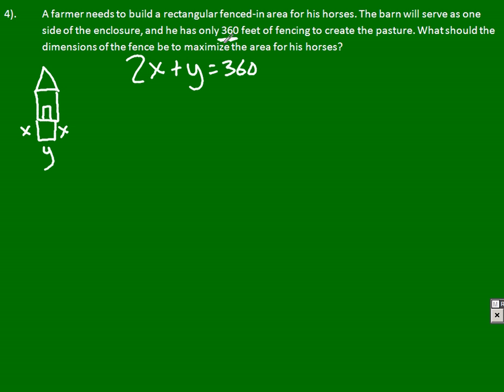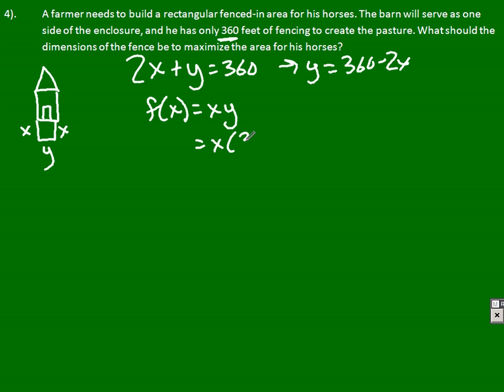It must add up to the 360 feet that we have. The other part of the equation that I want to maximize is the area. So again, x times y. Y getting by itself was 360 minus 2x. So I'm going to do the same with my primary equation. 360 minus 2x is what I'm plugging in. So that means that I'm going to expand it, 360x minus 2x squared.